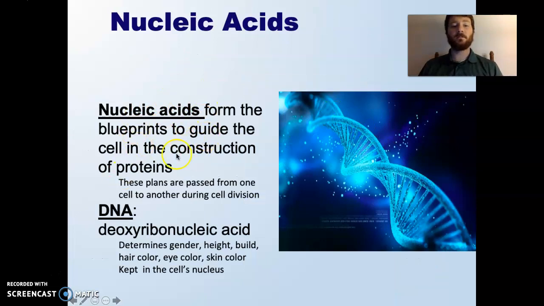Nucleic acids form the blueprints of the guide to the cell. Plans are passed from one another during cell division. DNA, also known as deoxyribonucleic acid, determined from the moment of conception, the moment sperm hits egg, the first cell, called a zygote, knows your gender, your height, build, hair color, eye color, skin color, everything. It has 46 chromosomes that detail every last thing about you.